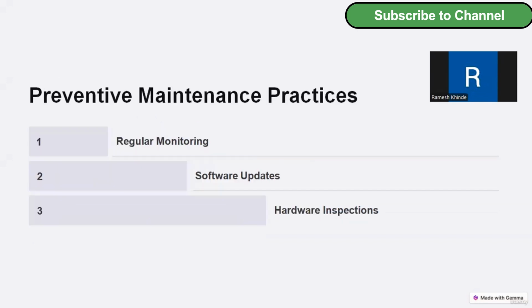Then next are the preventive maintenance practices. You have to adopt some preventive maintenance practices, meaning that errors and faults will not occur in the computer network. So you have to do regular monitoring. By that you will come to know what is happening with the network.